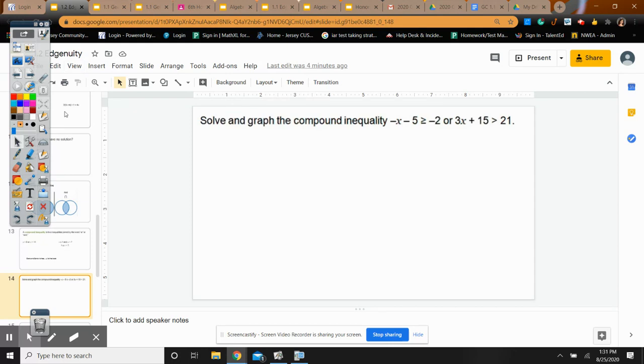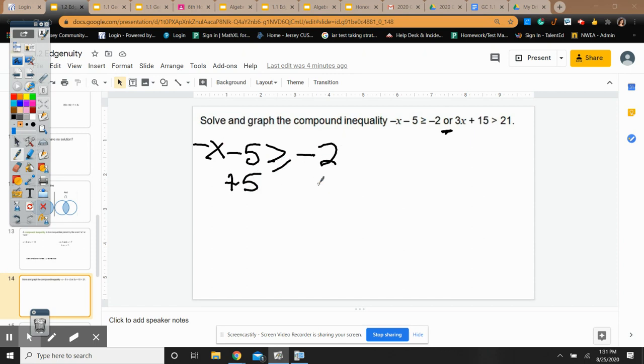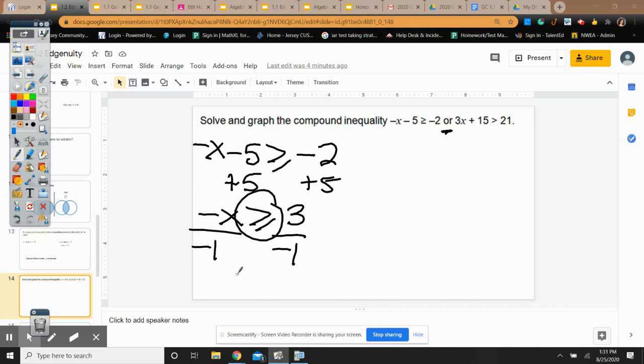Okay, so we're going to do this guy. Solve and graph the compound inequality. It's an or, so I expect my graph to look like the oars of a boat. And we just solve them both separately. So I have negative x minus 5 greater than or equal to negative 2. We're going to get the x by itself, so we'll add 5 first. Negative x greater than or equal to 3. We're going to divide both sides by negative 1, and we're going to be really careful because when you multiply or divide by a negative, you do have to flip the inequality sign. So x is less than or equal to negative 3.